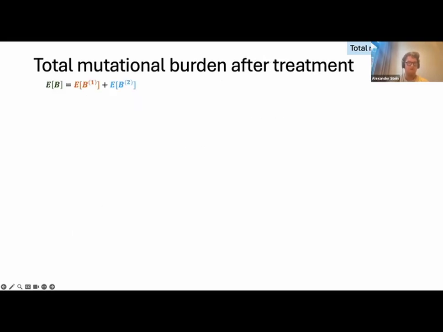And then maybe more interesting, the total mutational burden after treatment. We make again the same split: we look at mutations that occur before treatment and the ones that occur during treatment.